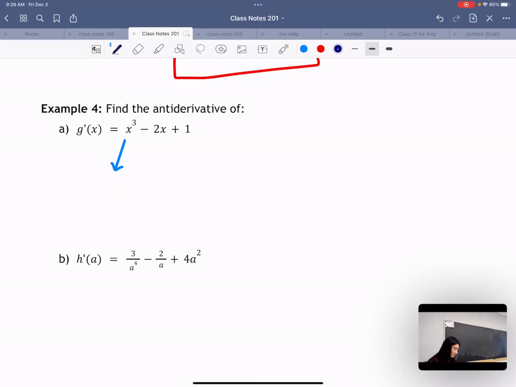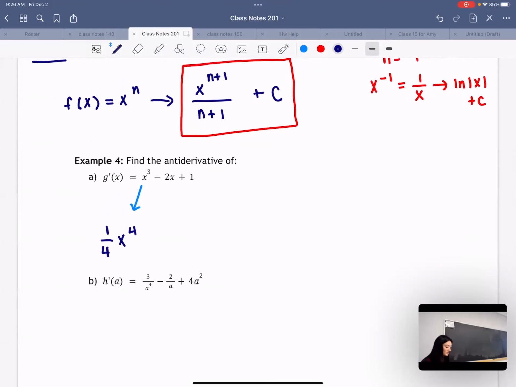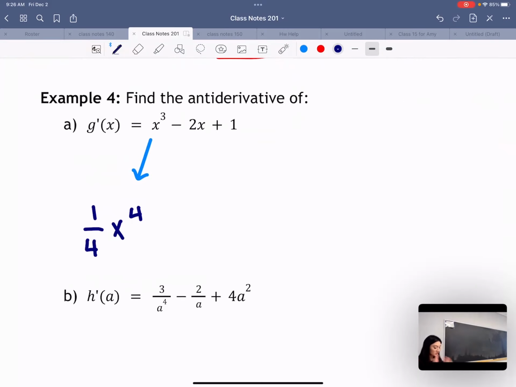1/4 x to the 4th. Good. So that's using the power rule that we just did in example 3, right? So the antiderivative of x cubed is 1/4 x to the 4th. Okay. Now we're going to subtract off a 2x. So I'm just going to do -2. What's the antiderivative of x?